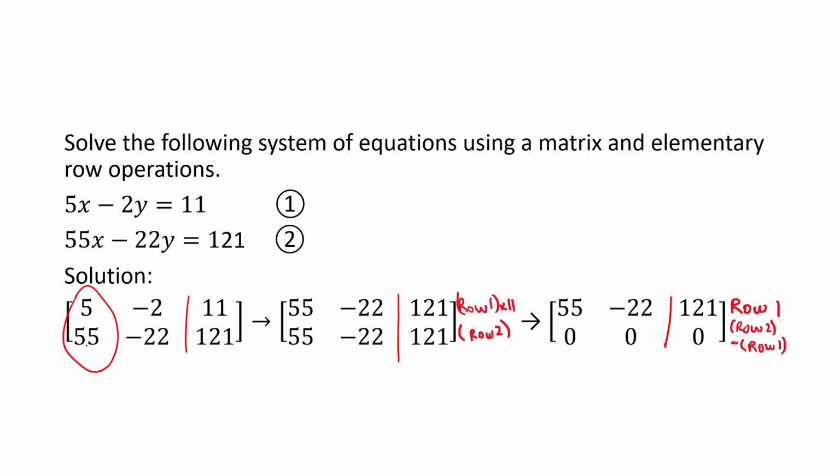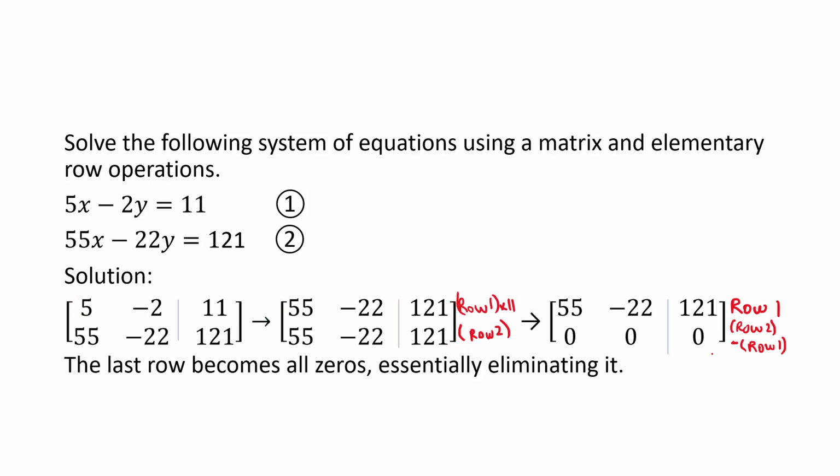And then I look at that first column where there's a 5 and a 55, and I think, you know what, I could multiply that first row, everything by 11. If I do that, 5, negative 2, 11 becomes 55, negative 22, positive 121. Then I can subtract that x column, leave the first row the same, subtract each entry in row 1 minus each entry in row 2. 55 minus 55 is 0, negative 22 minus negative 22 is 0, and 121 minus 121 is 0.